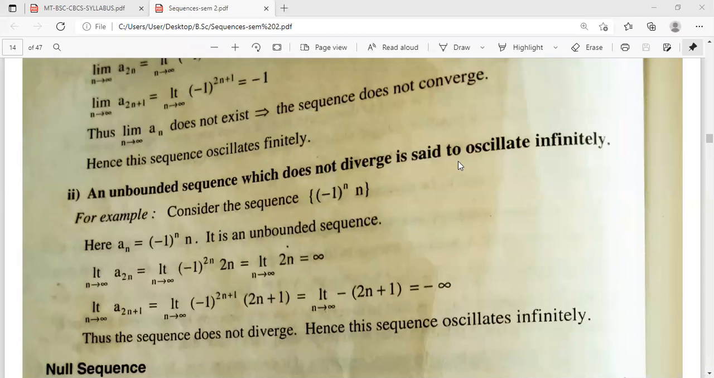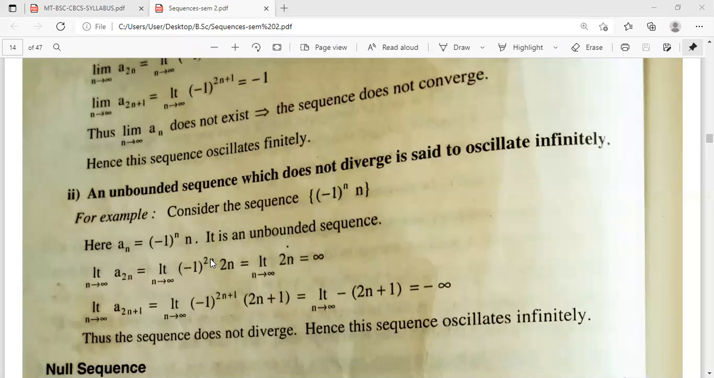Here, if you see the sequence (-1)^{4n} into n, this is how to write it: a_n equals (-1)^{4n} into n. This is the nth term you are writing here. Here also, in the same way, for the limit of a_{2n}, wherever n is there, in this case you replace it by 2n, and here you have (-1)^{4·2n}.